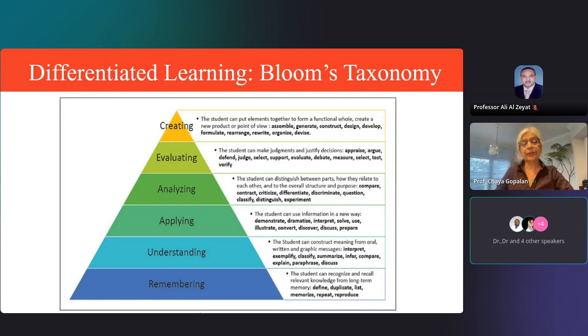So we depend on Bloom's taxonomy in flipped teaching. And again, multiple times of exposure and differentiated learning is appropriate to introduce the concepts at a simpler level first and then add additional details or complex details later.